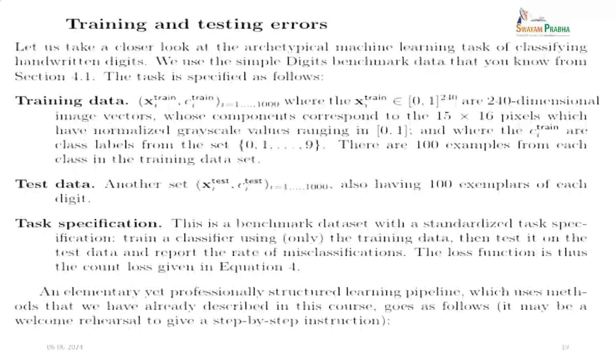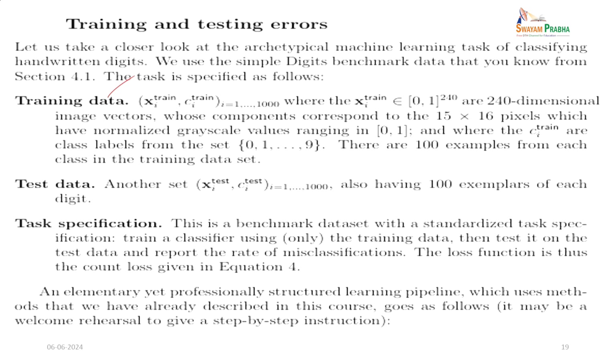Further, we note the training and testing errors. Let us take a closer look at the architecture of a machine learning task of classifying handwritten digits. We use the simple digit benchmark data that you know from the section. So, the task is specified as follows. One is the training data.